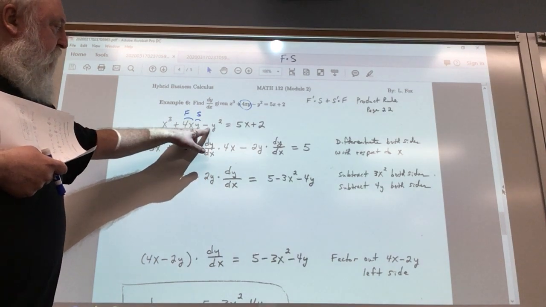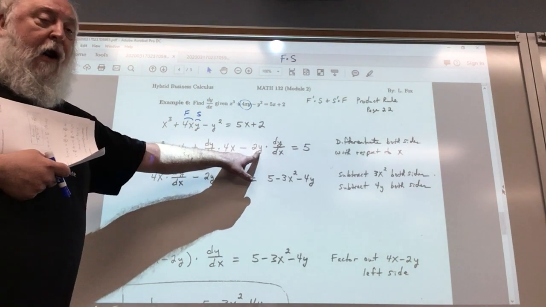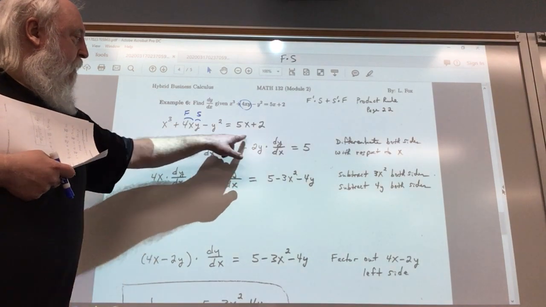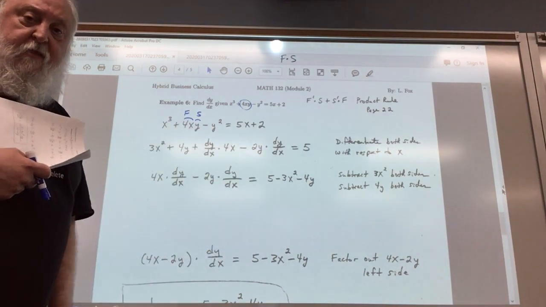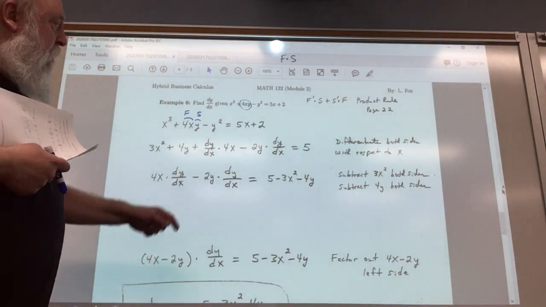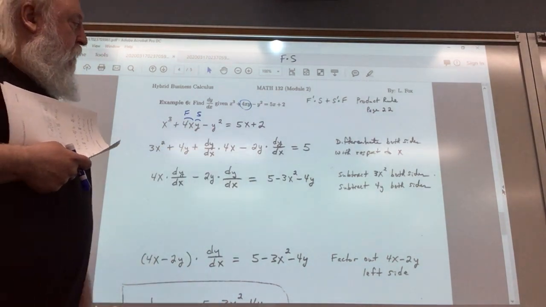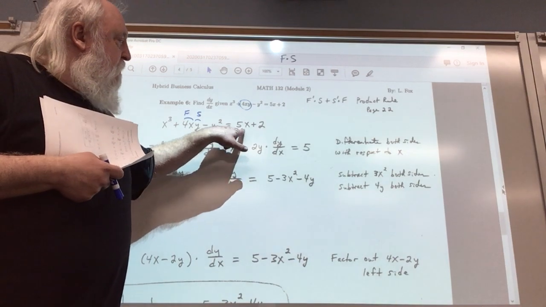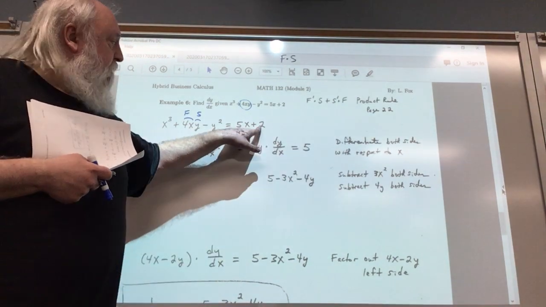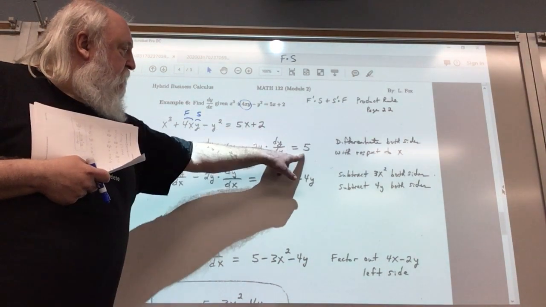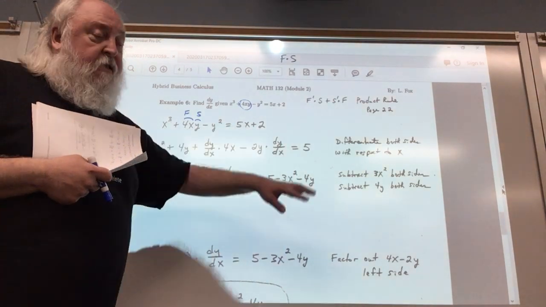And then we have to differentiate minus y squared with respect to x. So bring the 2 down front, we have minus 2y, and then we have to multiply that by dy over dx, the derivative of y with respect to x, because we have to use the chain rule in finding that derivative. On the right-hand side, the derivative of 5x with respect to x is just 5, and the derivative of a constant is always 0.